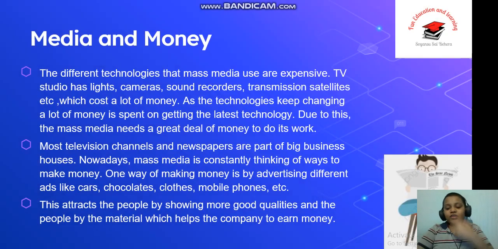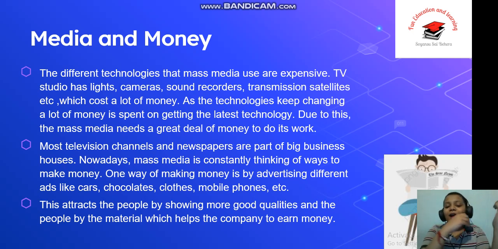Media and money. For this whole thing, media needs money. For the cameras, sound recorders, satellite transmissions, and lights, they need money to spend. So the different technologies that mass media use are expensive. A TV studio has lights, cameras, sound recorders, transmission satellites, etc., which cost a lot of money. As the technology keeps changing, a lot of money is spent on getting the latest technology. Due to this, the mass media needs a great deal of money to do its work. Most television channels and newspapers are part of big business houses. Nowadays, mass media is constantly thinking of ways to make more money.